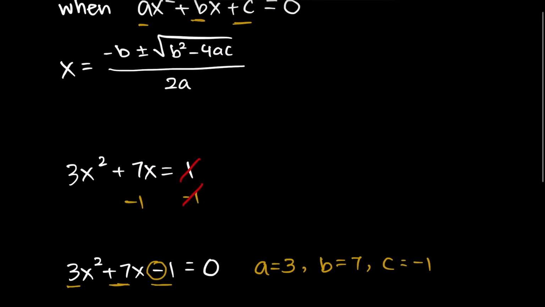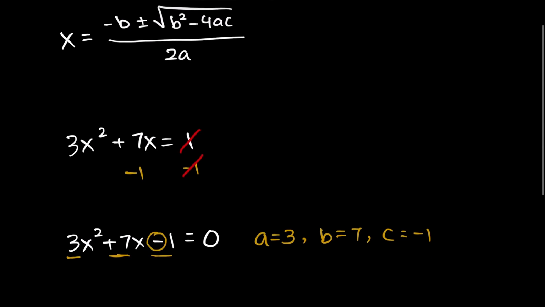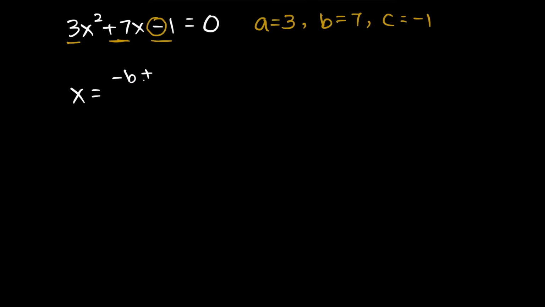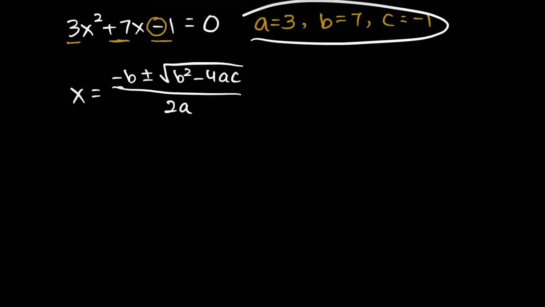So now that we've done that, we can plug these into the formula. So let me rewrite the formula for you. So x is equal to negative b plus or minus the square root of b squared minus 4ac, all divided by 2a. So let us substitute in these values here one by one.